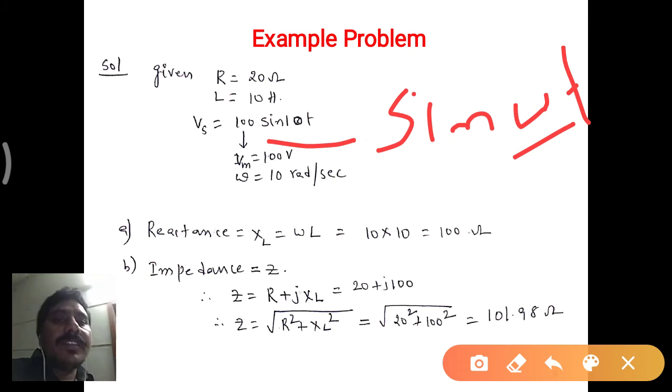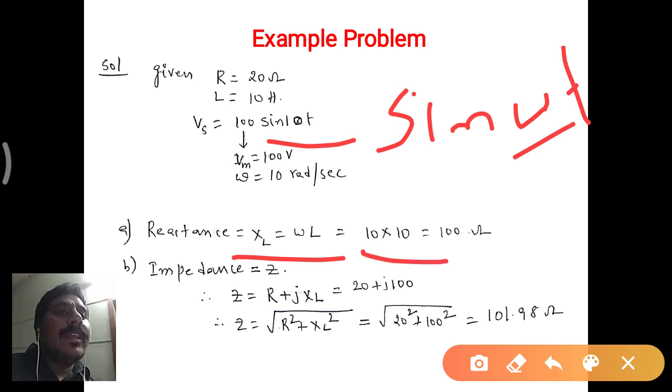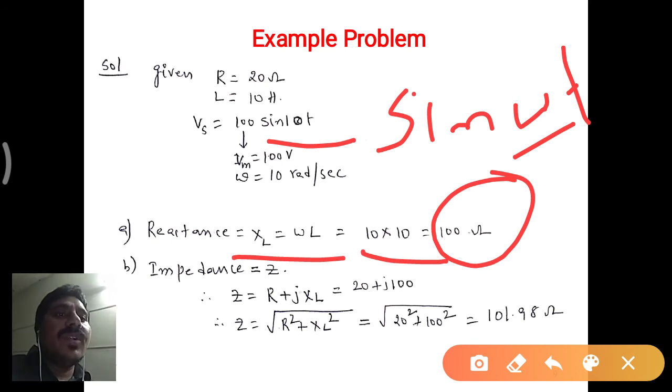Now coming to the first bit, reactance. Already we know that XL is equal to omega L. Omega is equal to 10 and L is equal to 10. So that value is equal to 100 ohms. The unit for reactance is ohms. The unit for impedance is also ohms. The unit for capacitive reactance is also ohms. So I am taking the unit as ohm.